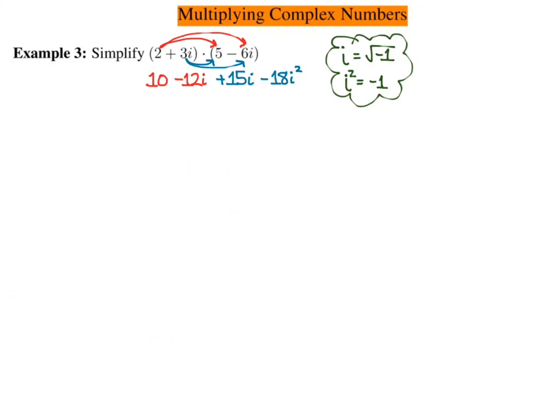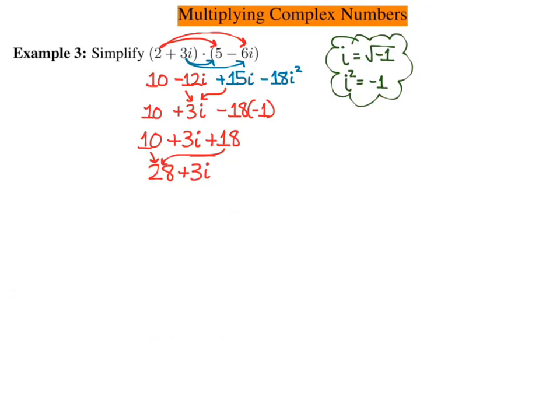So we FOILed it out. And if we collect some stuff here, we got 10. And then that's really 3i, because it's negative 12i and 15i. And then this is negative 18 times negative 1 because i squared is negative 1. So really, we're talking about 10 plus 3i plus 18, or rather, 28 plus 3i. And then we're done with multiplying.